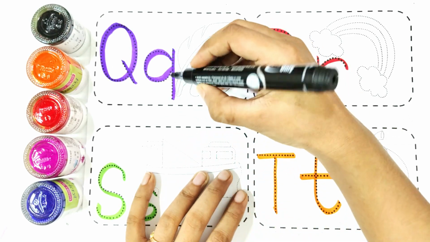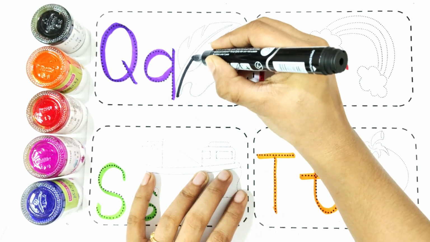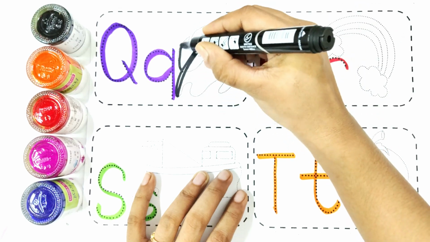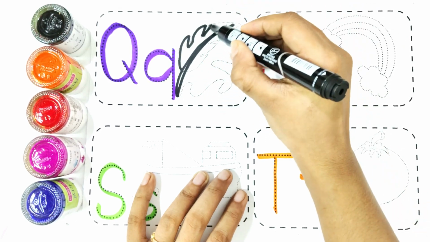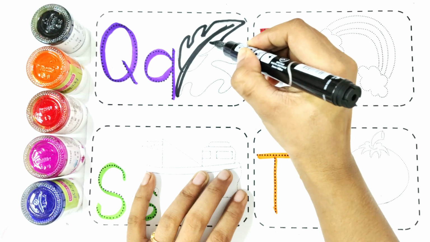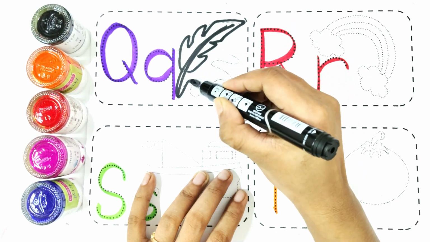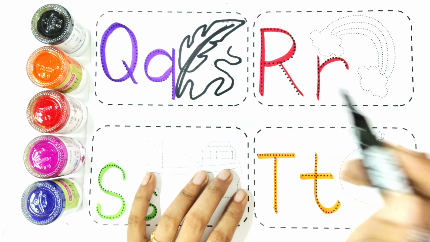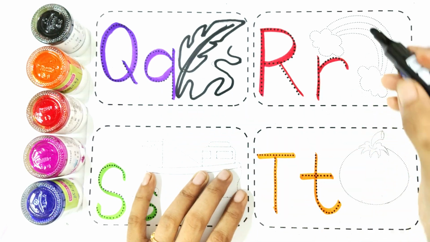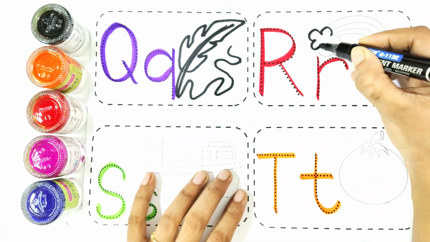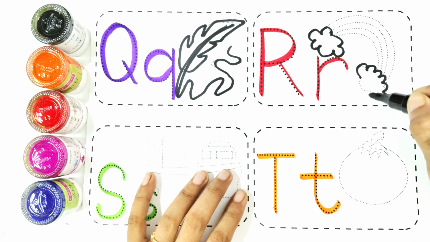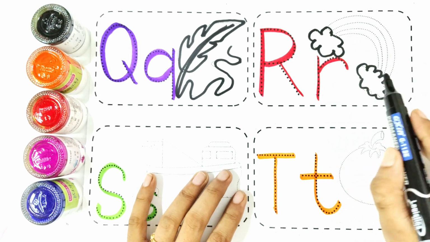Q is for quill. Again, say with me, Q is for quill. R is for rainbow. Again, say with me, R is for rainbow.